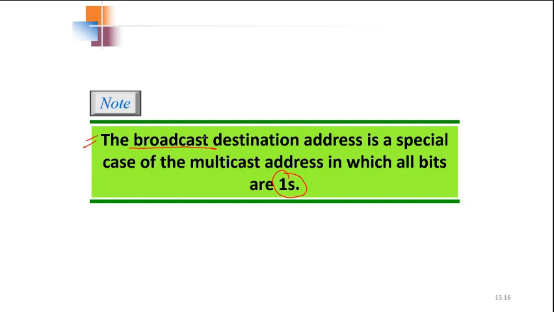Broadcast means that once we send a message, it goes everywhere. In multicast, it is sent to whichever devices are connected to it. So it is a special case where, if it is a broadcast type, then the address will be all ones.